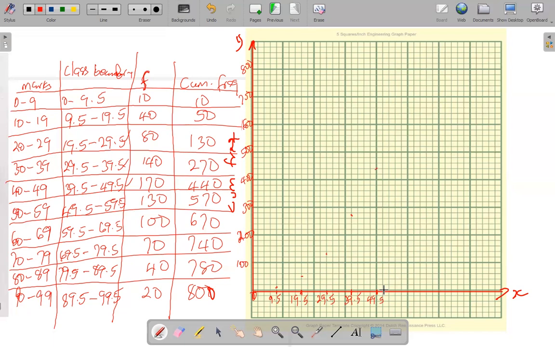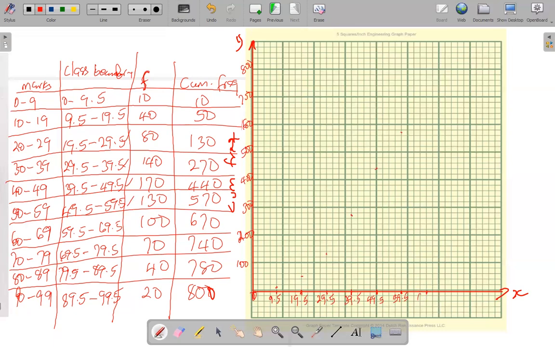The next one, count four again: 1, 2, 3, 4. Right here, that is 59.5. The cumulative frequency is 570. This is 570. This is 500, 520, 540, 560, 570 centimeters.